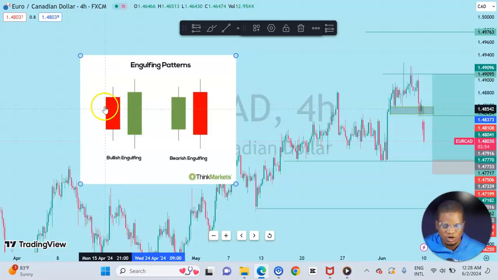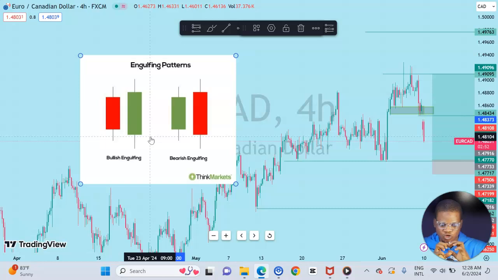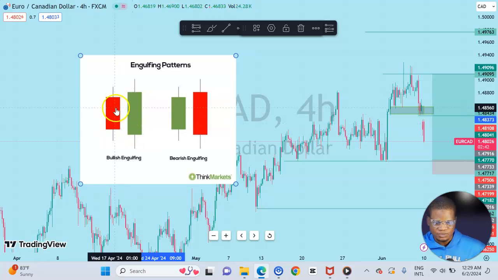And if you look at the bullish engulfing pattern, you see that it is two candles formed together. That is why I tell you that in candlestick patterns, it might be one candle, it might be two, it might be three, it might be four, and even more. So a bullish engulfing pattern is more like, okay, we have a bearish candle. Then after the bearish candle, we now have a bullish candle that completely engulfs the previous bearish candle.